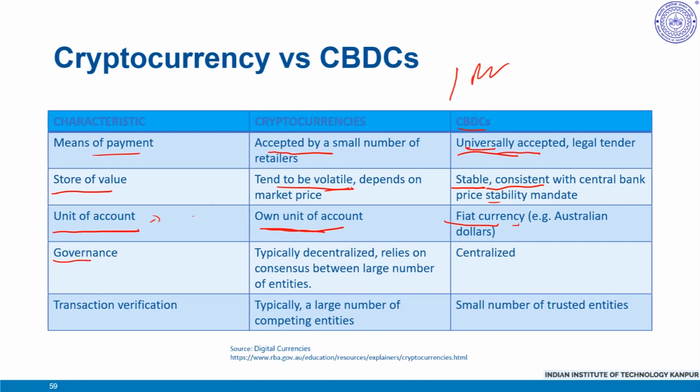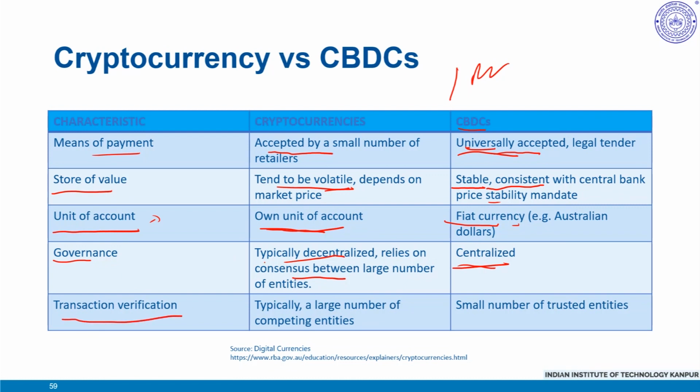In terms of governance structure, cryptocurrencies are totally decentralized. Typically, they follow distributed ledgers, blockchains, and they rely on some kind of consensus protocol like proof of work based on a large number of nodes or entities on the blockchain network. In contrast, CBDCs are expected to be centralized, run by the central bank, where the central bank runs the operations and various governance aspects, sometimes with or without the help of intermediaries like commercial banks.